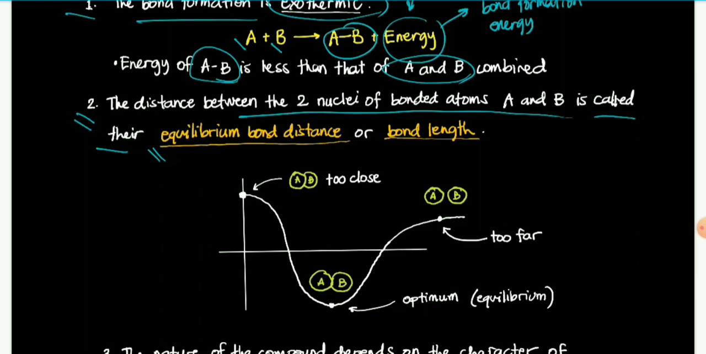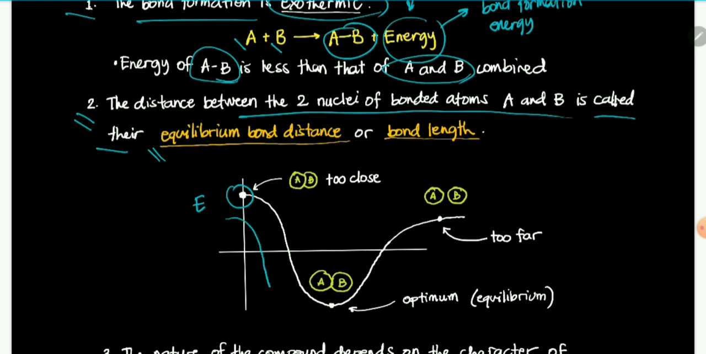Tapos, hindi naman sobrang layo kasi masyado nang weak yung bond. Okay? Masyado nang magkalayo yung ating nuclei. So, hindi na maaabot ng mga orbitals yung isa't isa. Hindi na sila makakapag-overlap. So, walang bond na ma-form. So, dinidescribe yon ng energy diagram na nandito. So, kapag ka masyadong malapit, masyadong mataas yung potential energy. So, hindi siya ganun ka-stable.